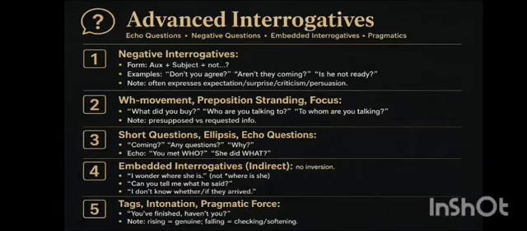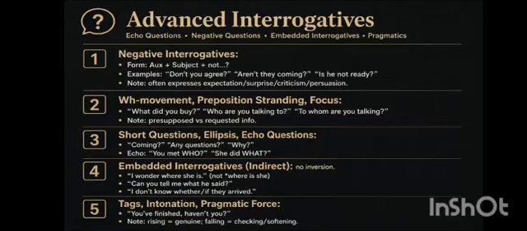For short and elliptical questions, in conversation, shorter forms are common. For example, coming? Any question? For echo questions, these repeat part of someone's words to show surprise or ask for clarification. For example, she met who? You did what?